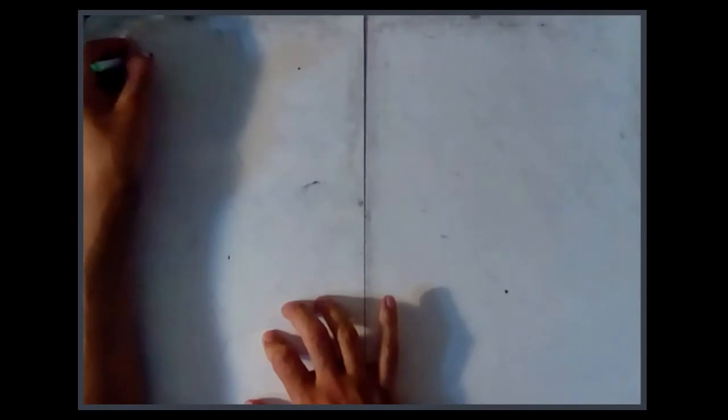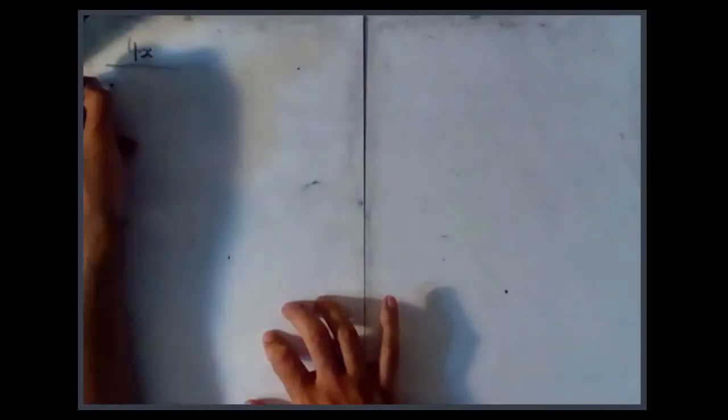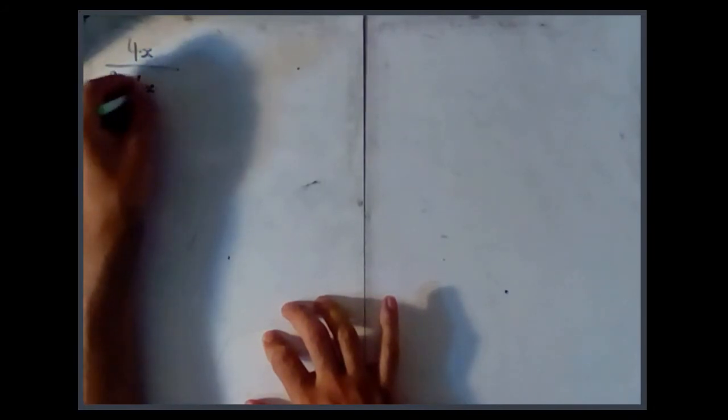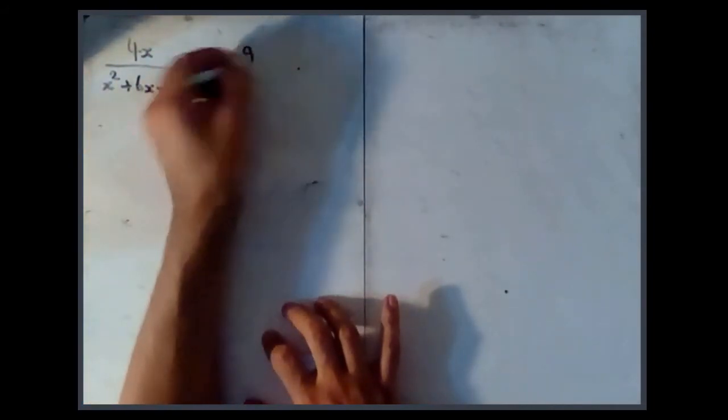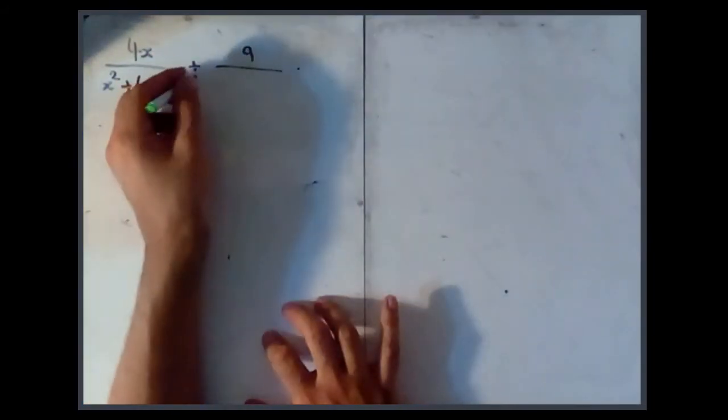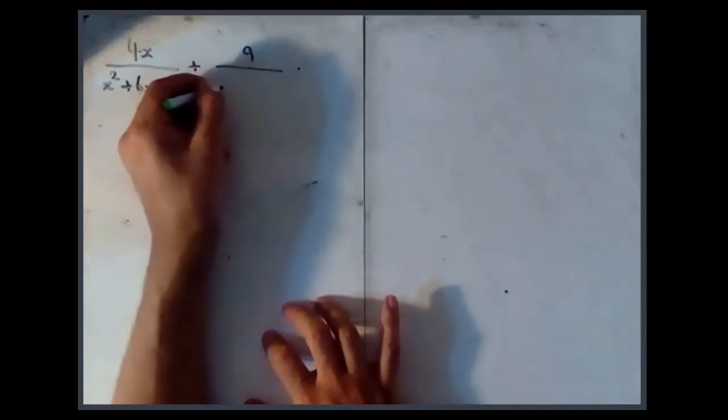Okay, we're just going to do one tricky example just to show you what it can lead to. So 4x over x squared plus 6x minus 7, plus 9 over x squared plus 8x plus 7.